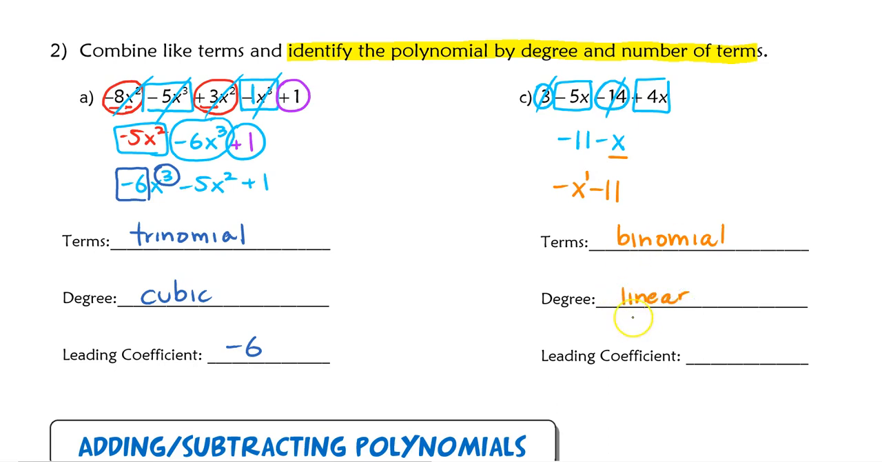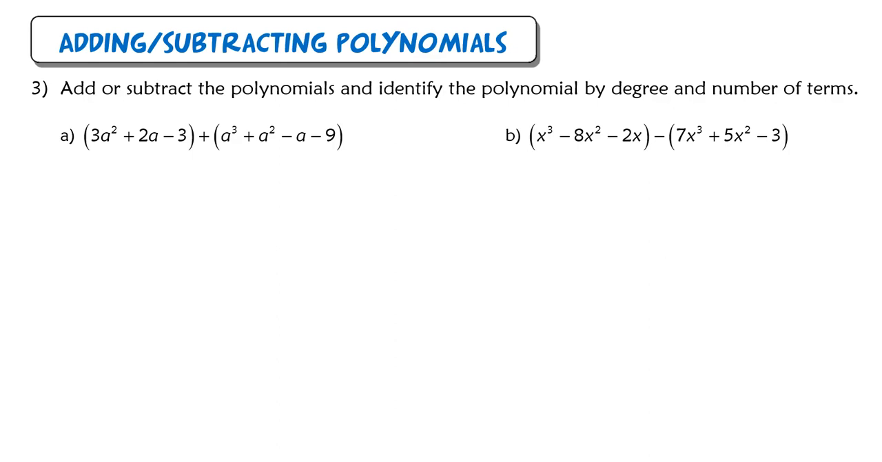So we have a binomial that is linear, and the lead coefficient here is negative 1. Okay, so now we're going to get to the whole point of the lesson, which is to add and subtract polynomials. This is really similar to what we were just doing with combining like terms. The problems just look a little bit different because both of our polynomials are in parentheses. But it doesn't really change what we want to do here. We still want to combine like terms.